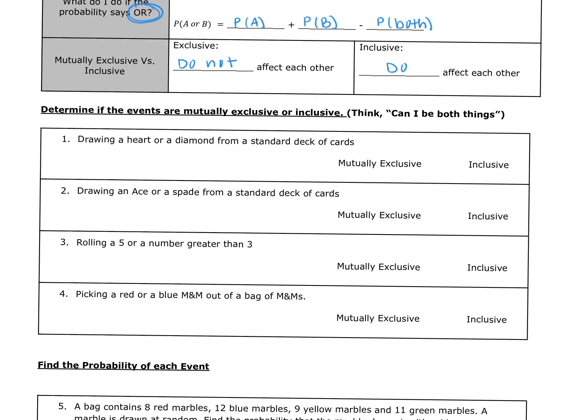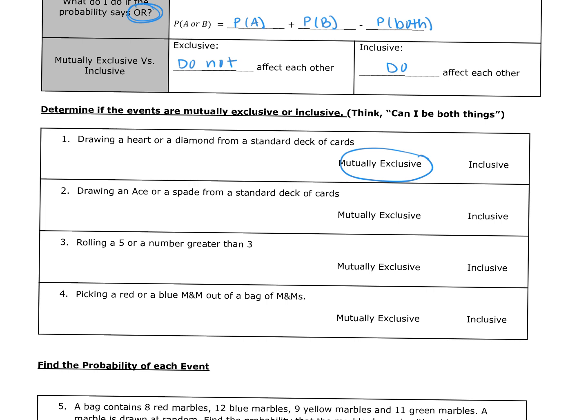So let's just read a couple of these and see if they're mutually exclusive or inclusive. So drawing a heart or a diamond from a standard deck of cards. So if you want to look at your standard deck of cards there and look, how many have hearts? Look at the row that has hearts and look at the row that has diamonds. Do any of the hearts have diamonds, or do any of the diamonds have hearts? The answer would be no. So they would be exclusive. They're not the same card.